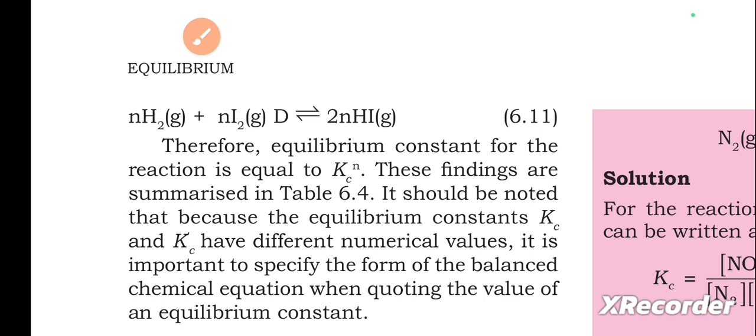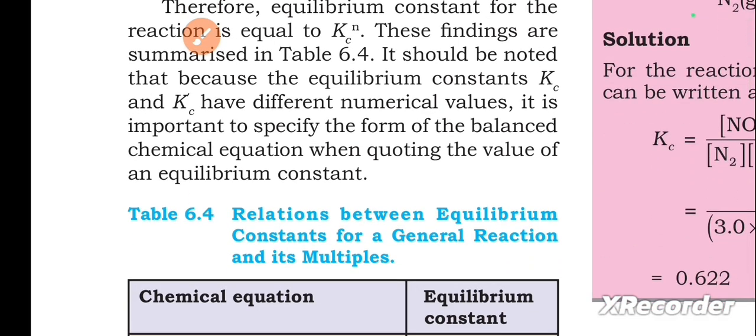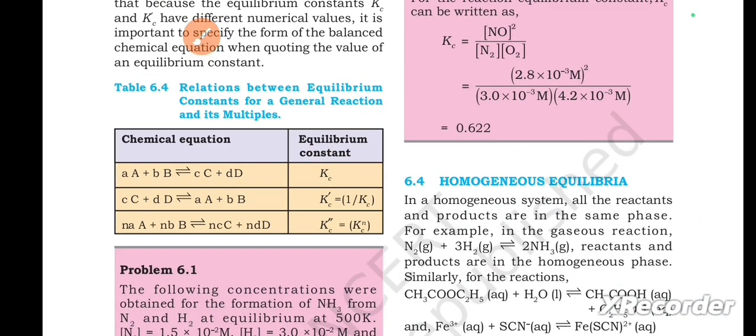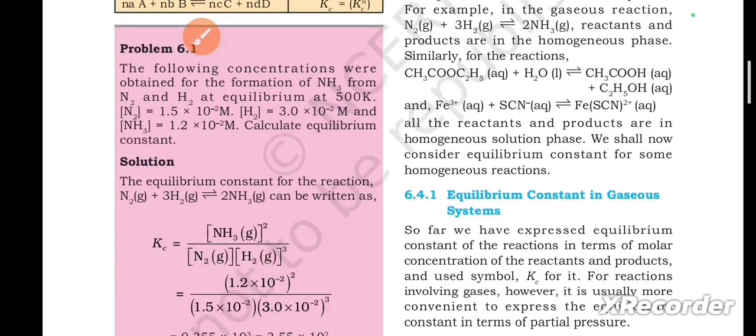It should be noted that because the equilibrium constants Kc and Kc' have different numerical values, it is important to specify the form of the balanced chemical equation when quoting the value of the equilibrium constant. So here is table 6.4 mentioning relations between equilibrium constants for a general reaction and its multiples. You can check it out.